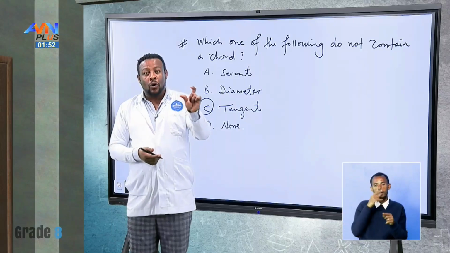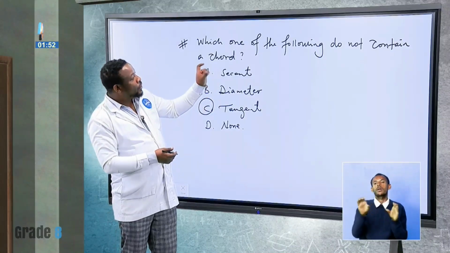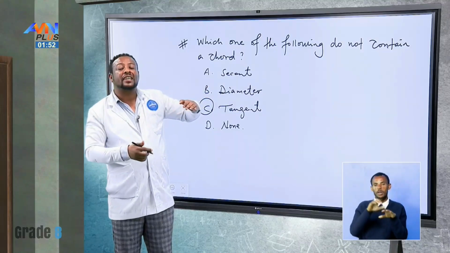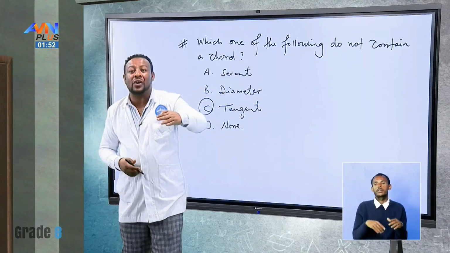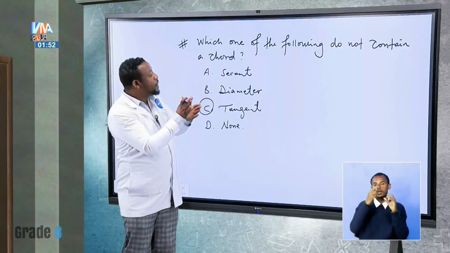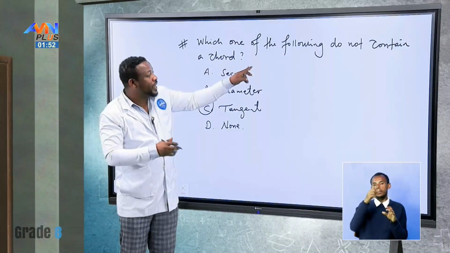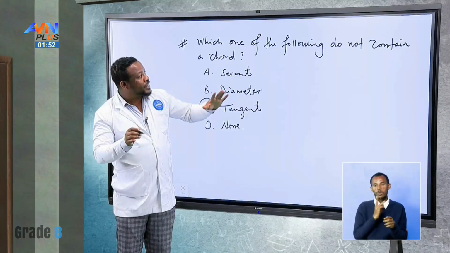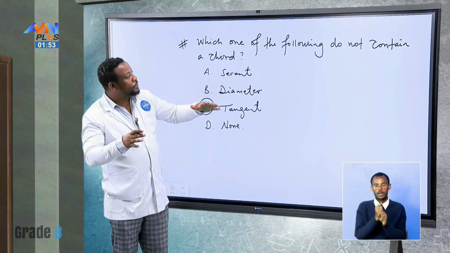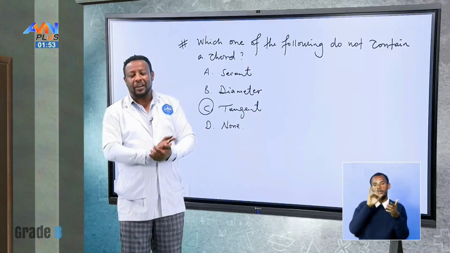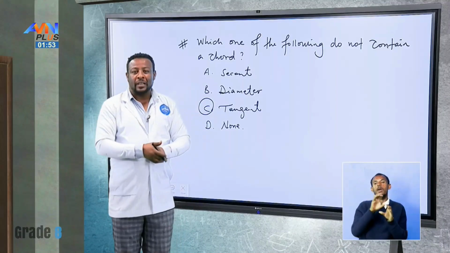Right? So a chord can be on a secant line, because a secant line crosses or cuts the circle at 2 points. So the chord can be overlapping on secant. So it contains. A cannot be the answer, because we are just searching for a line that do not contain a chord. So A cannot be your answer.